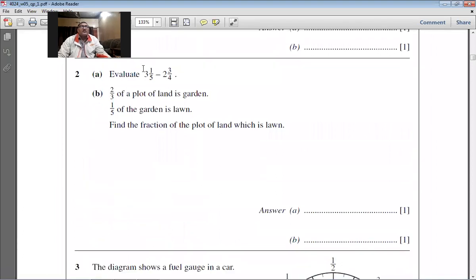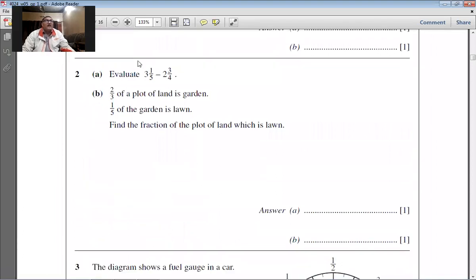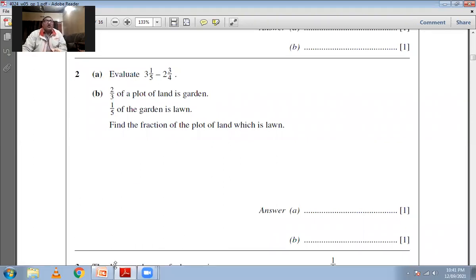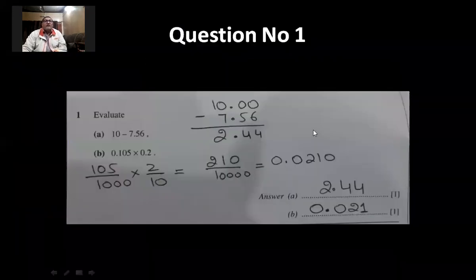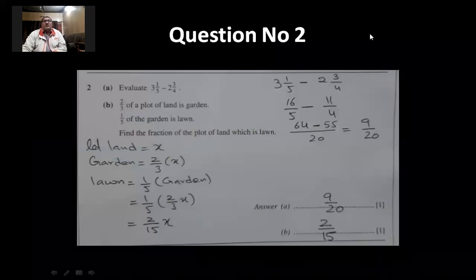The next question is showing up on your screen, and you can say this is question number 2. He says evaluate. There are 2 questions. He says evaluate 3 whole 1 by 5 minus 2 whole 3 by 4. And the B part is 2 by 3 of a plot of land is garden. 1 by 5 of the garden is lawn. Find the fraction of the plot of land which is lawn. So let me show you how I have done this question. And here we go.